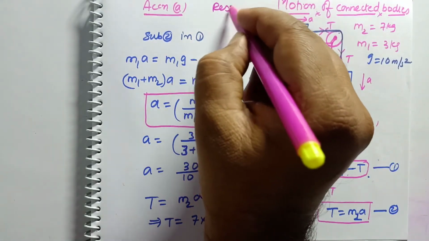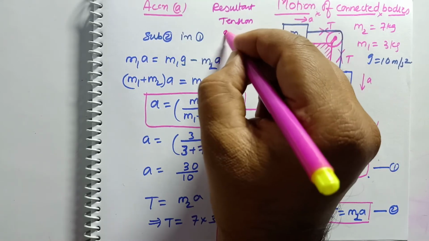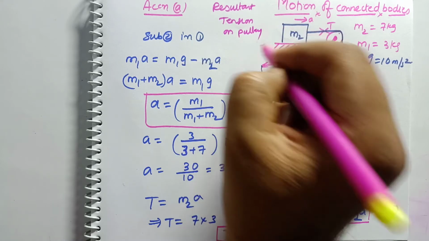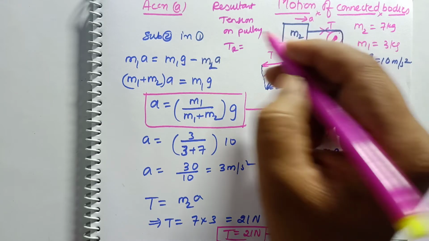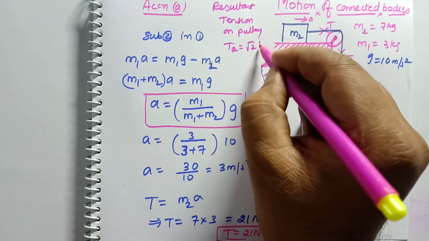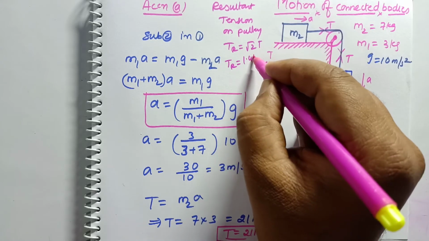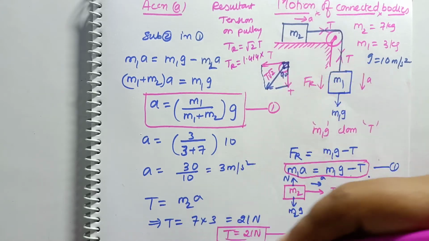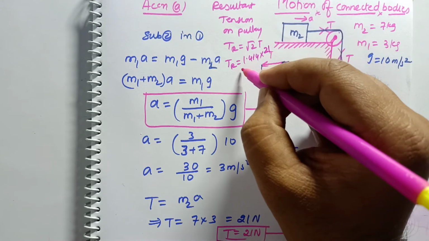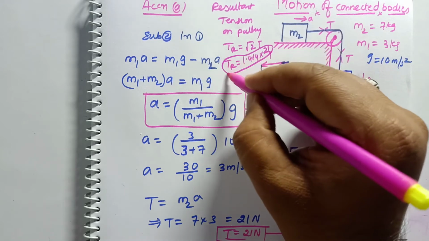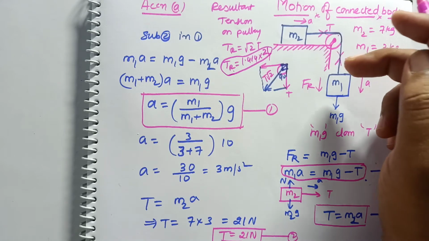You can write like this: resultant tension on pulley, that is TR, is equal to square root of T square plus T square, therefore it is going to be root 2 T. So we can write resultant tension is equal to 1.414 into, what is the value of tension? You can take the tension as 21. Whatever answer you are getting, you just write this as the resultant tension acting on the pulley. I think you understood this one.